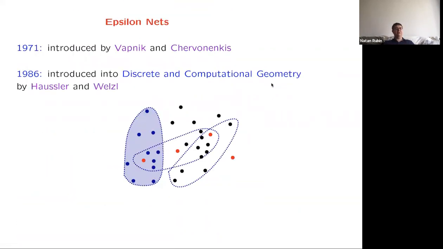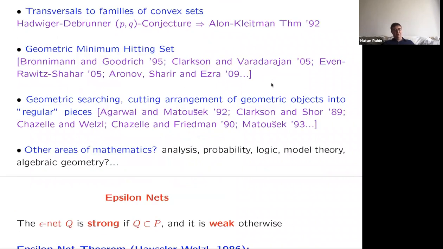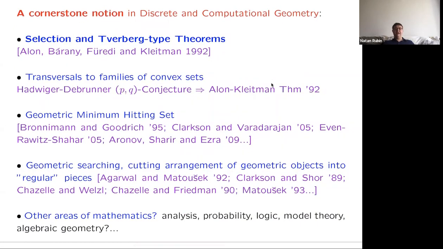Epsilon nets were first introduced into statistical learning theory by Vapnik and Chervonenkis, and later on they were introduced into discrete and computational geometry by Haussler and Welzl, where they have become one of the cornerstone notions. I would like to mention a strong relation between epsilon nets and selection type results. Epsilon nets, or rather bounds on epsilon nets, determine the integrality gap of geometric covering and hitting problems, which are generally very hard to approximate.